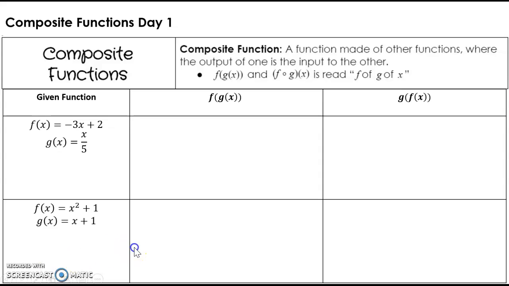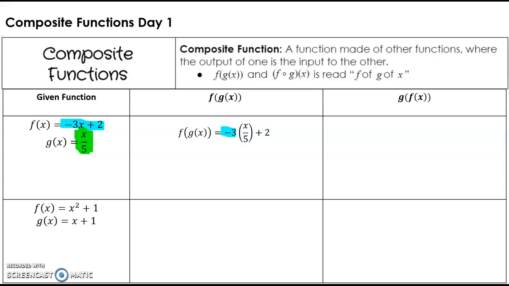So in this is our first function. f of x is negative 3x plus 2, and g of x is x over 5. So now what we're going to do is, in place of every x in f of x, so in place of the x in negative 3x plus 2, we're going to input x over 5. So it's going to look something like this.